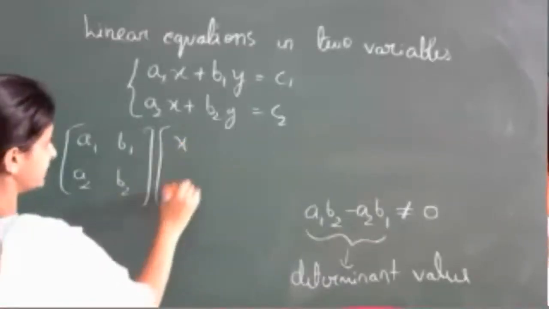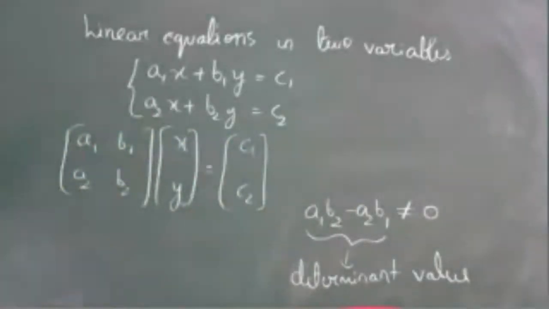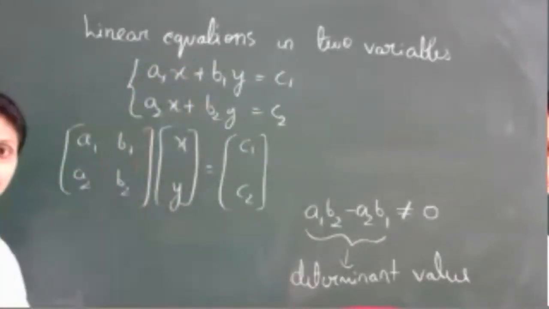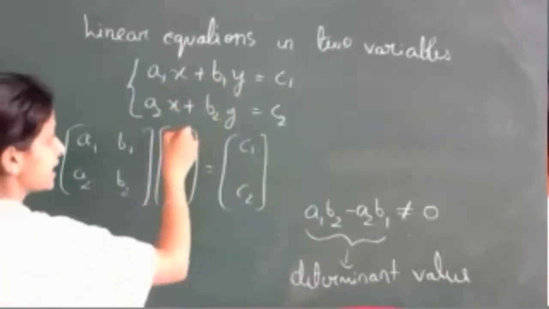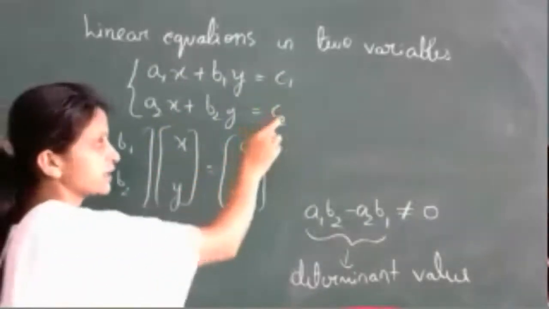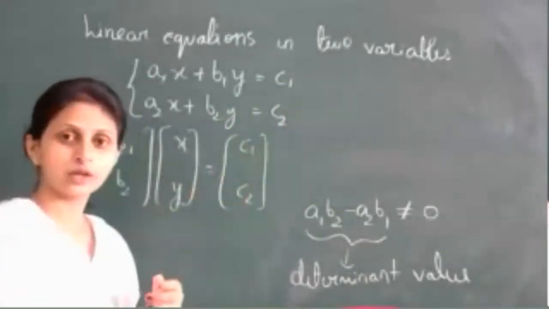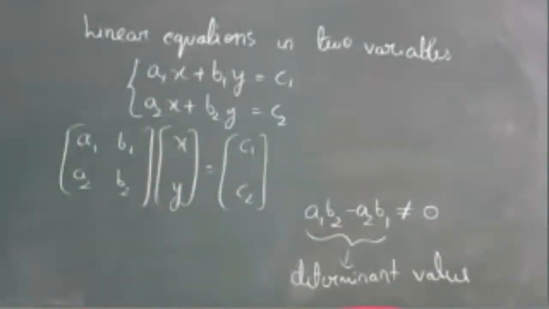I will write it as a1 b1, a2 b2, times x y, equal to c1 c2. So here these coefficients of variables I am writing in one square matrix. This is a 2 cross 2 matrix, right? Next, the variables I am writing in one column matrix, a different matrix, and that will be equal to C1 and C2, right? The constant terms C1 and C2 I will write in one matrix. So I can represent the system of linear equations in the form of a matrix, right?